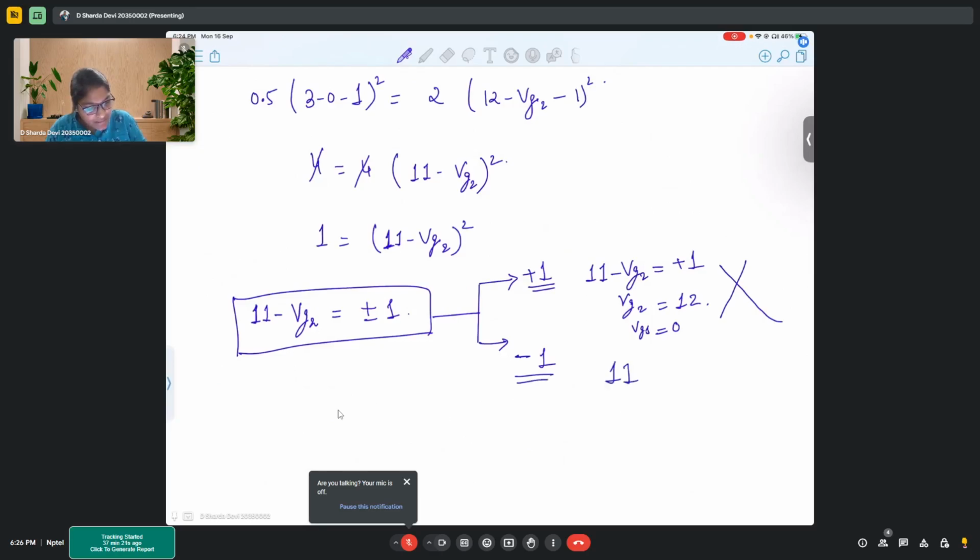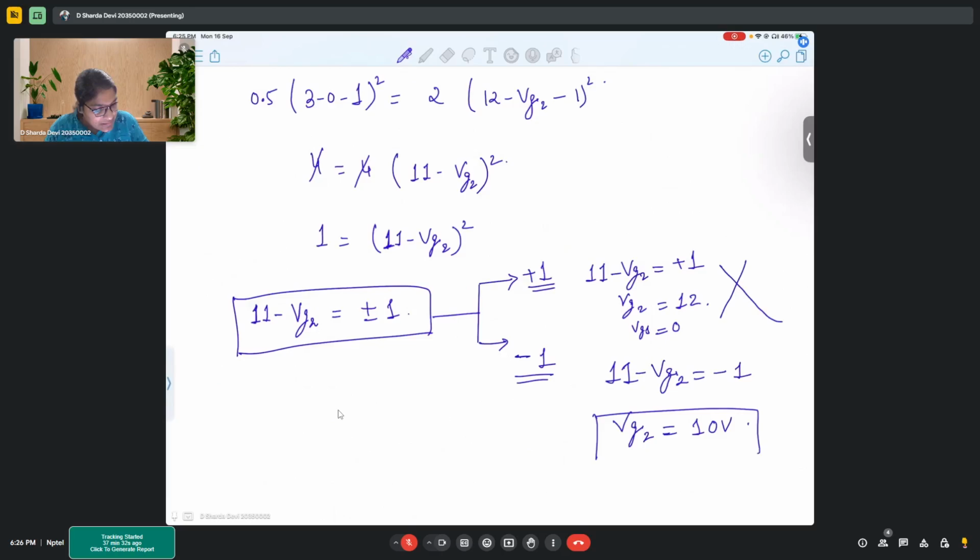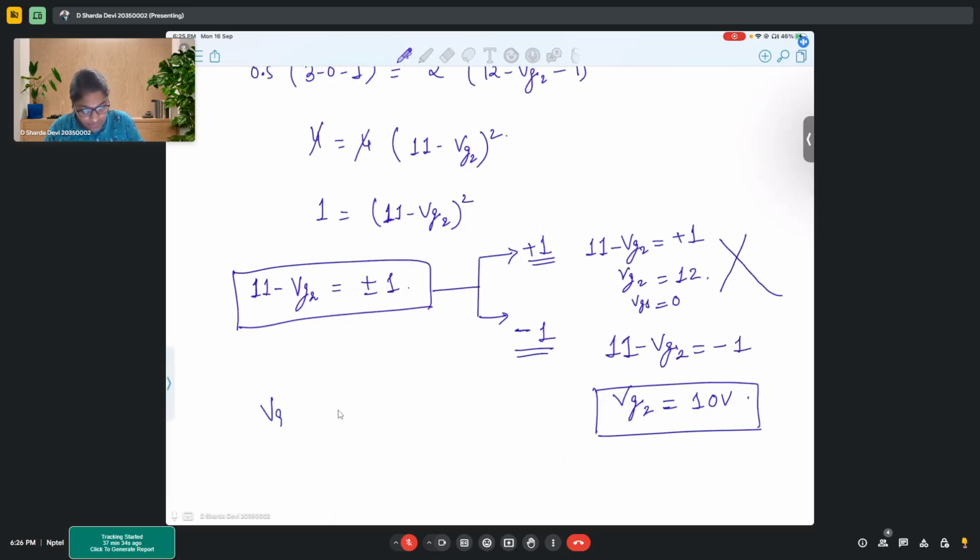Now, when we use minus 1 and we try to obtain the gate voltage, we get VG2 as 10 volts. So when this is 10 volts, your VGS2 would be 2 volts. Just a small correction: it is minus 1 in the first case and plus 1 in the second case, I guess.